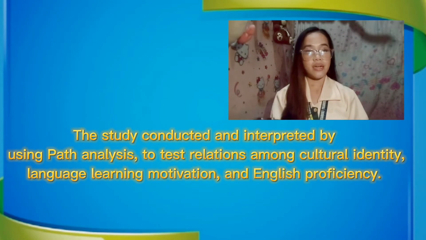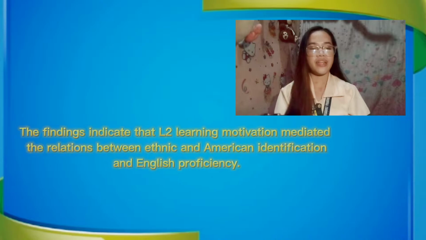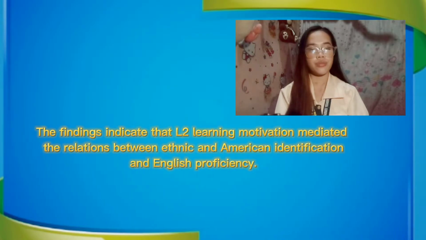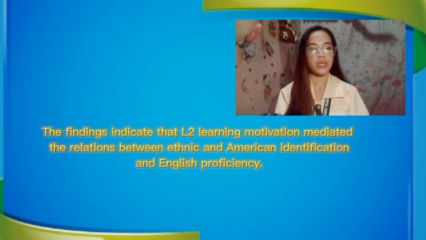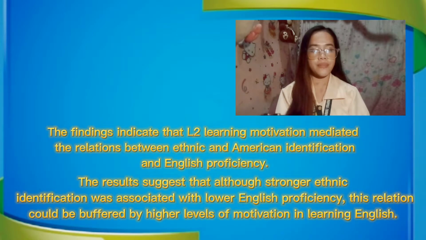This study was conducted and interpreted by the use of path analysis to test the relation among cultural identity, language learning motivation, and English proficiency. The result of the path analysis model indicates a good model fit. The findings indicate that the L2 learning motivation mediated the relations between ethnic and American identification and English proficiency. The results suggest that although stronger ethnic identification was associated with lower English proficiency, this relation could be buffered by higher levels of motivation in learning English.